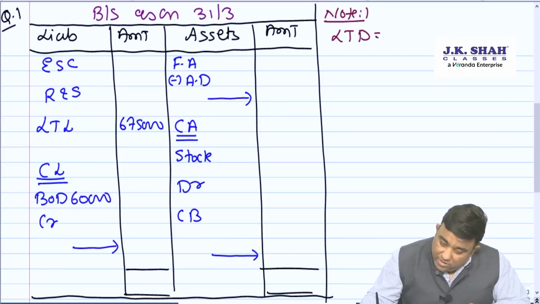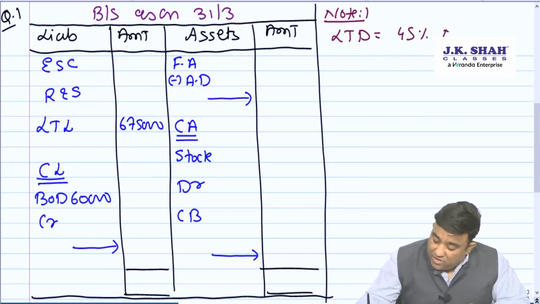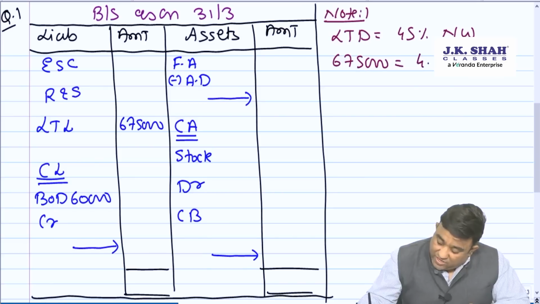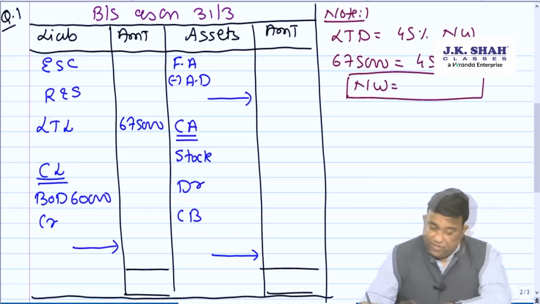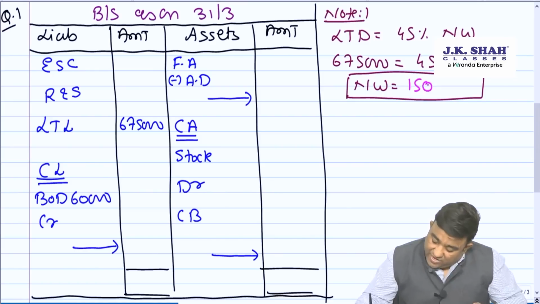Long-term debt is 45% of net worth. We have long-term debt ready, 675, which is 45% of net worth. So obviously my net worth will be ready. Can I calculate, students? 675 gives you 15 lakh. 15 lakh is the net worth.